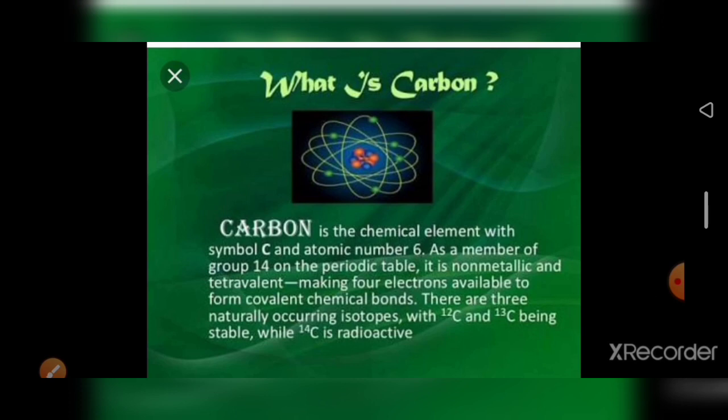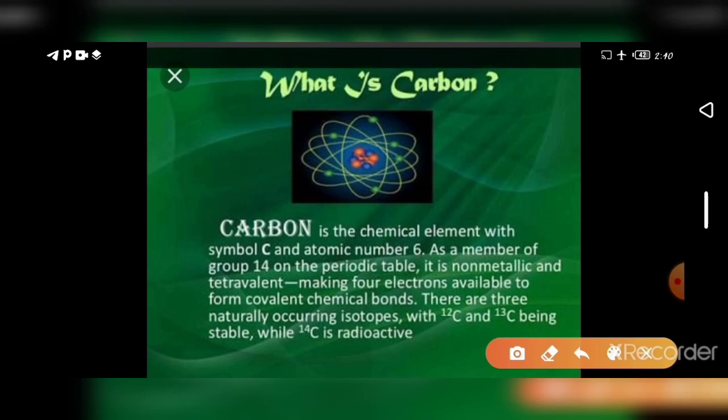Next we go to see what carbon is. Carbon is a chemical element with symbol C and atomic number 6, a member of group 14 in the periodic table. It is non-metallic and tetravalent. We will learn about tetravalency in this lesson, making 4 electrons available to form covalent chemical bonds. There are 3 naturally occurring isotopes. I already told you about the isotopes.